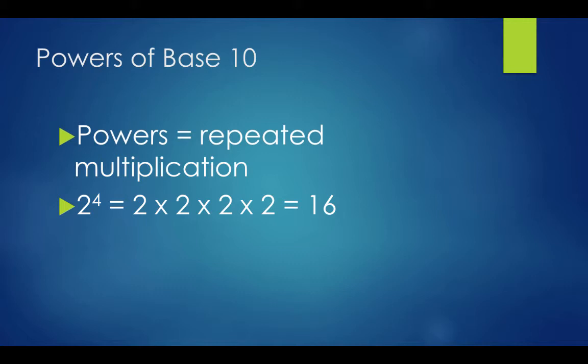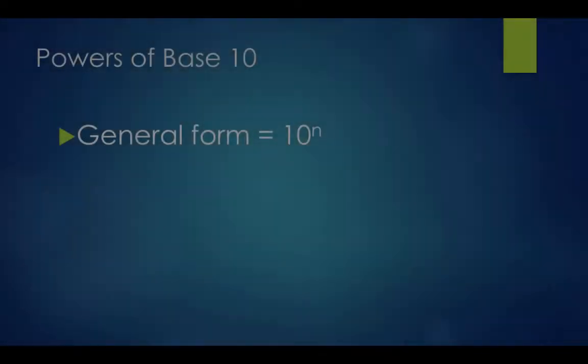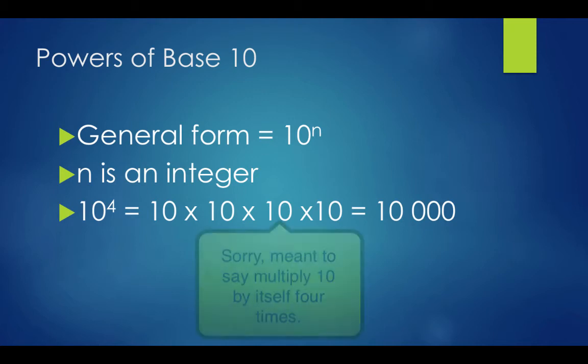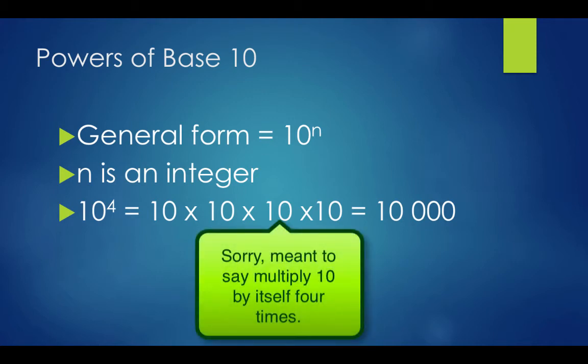2 to the power 4 is known as the exponential form, while 2 times 2 times 2 times 2 is the expanded form, and 16 is called the standard form. Now the general form for powers of the base 10 is 10 to the power n. n is an integer, meaning that it can be any whole number, positive or negative, including 0. 10 to the power 4 means to multiply 10 by itself 4 times. The standard form is 10,000.